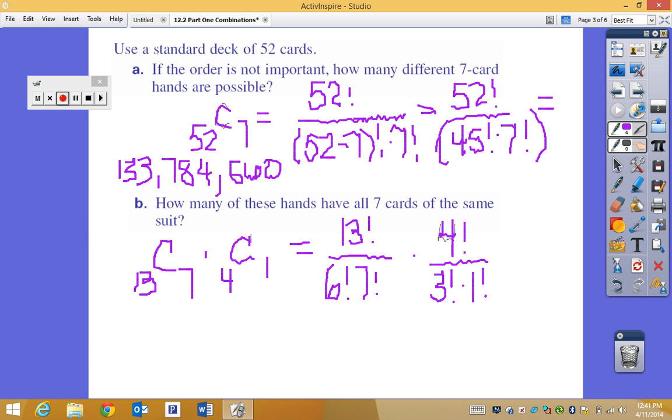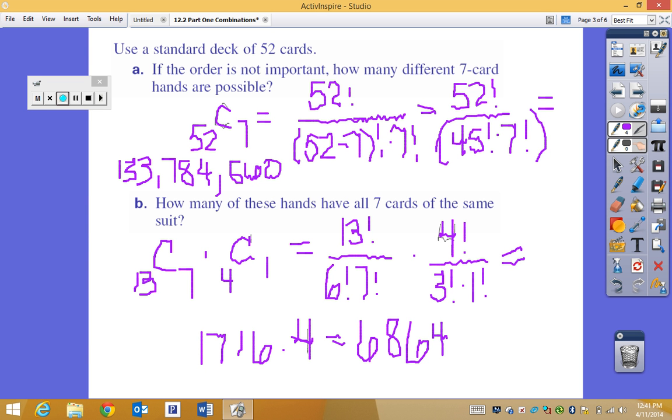You can work it out that way with your calculator, or you can simply punch in the combination where you have 13 items, you're selecting 7 of them, times the combination where you have 4 items and you're selecting 1 of them. So that's going to give you 1,716 times 4, which is 6,864 different hands that you would get.